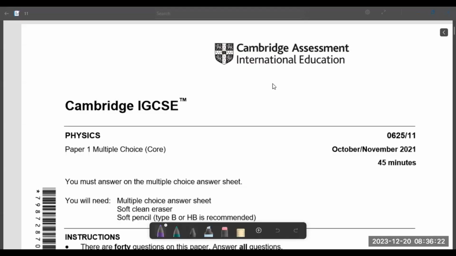Hi everyone. Today we will see Cambridge IGCSE Physics Paper 1 Multiple Choice Core Variant 1.